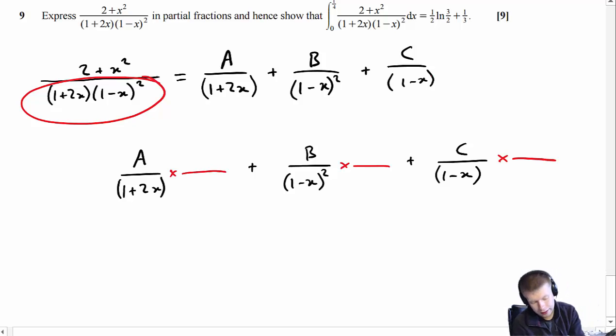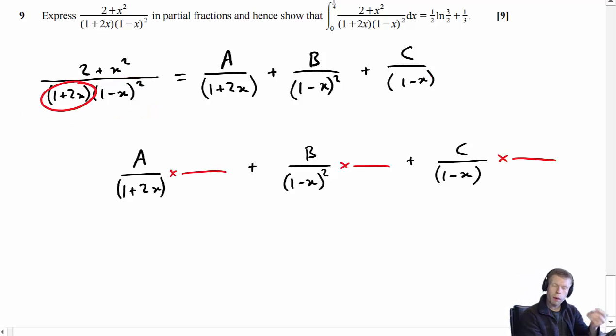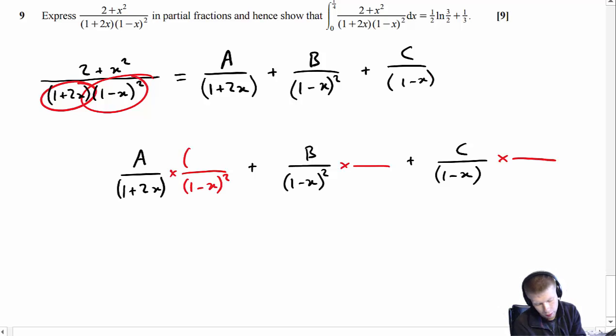So let's have a look at this first fraction. Well, I've got a 1 plus 2x. I want a 1 plus 2x times 1 minus x squared on the denominator. So what I'm going to have to multiply by, which isn't there, is 1 minus x all squared. Remember, I have to multiply by 1 minus x all squared on the numerator as well.